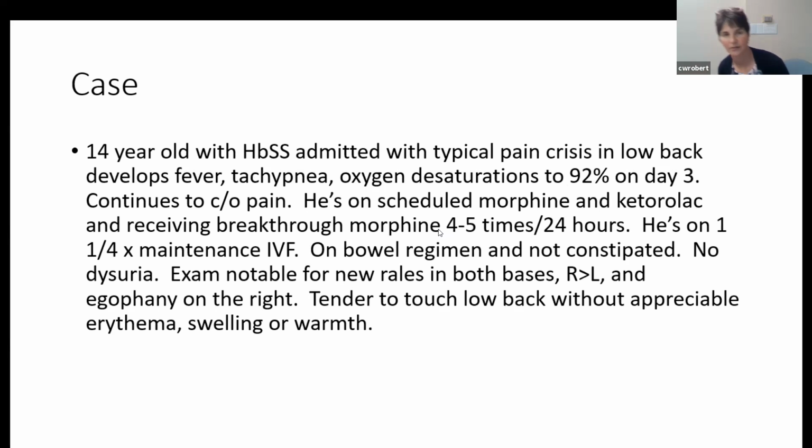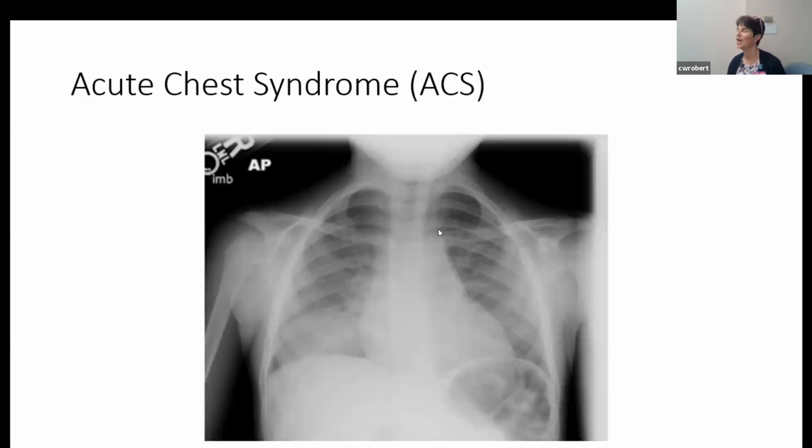All right, so now say you have a 14-year-old with sickle cell who is admitted with a typical pain crisis in her low back, and on day 3 of the hospitalization develops fever, tachypnea, sats of 92%, and pain. He's on scheduled morphine and ketorolac, and on 1 1/4 maintenance fluids. He's on a bowel regimen, so he's not constipated as a reason for the pain. He doesn't have any dysuria. And on exam, you hear some rales in both bases, a little bit of egophony on the right, and his back is tender. So what are you concerned about? Acute chest, ding, ding, yes, acute chest syndrome.